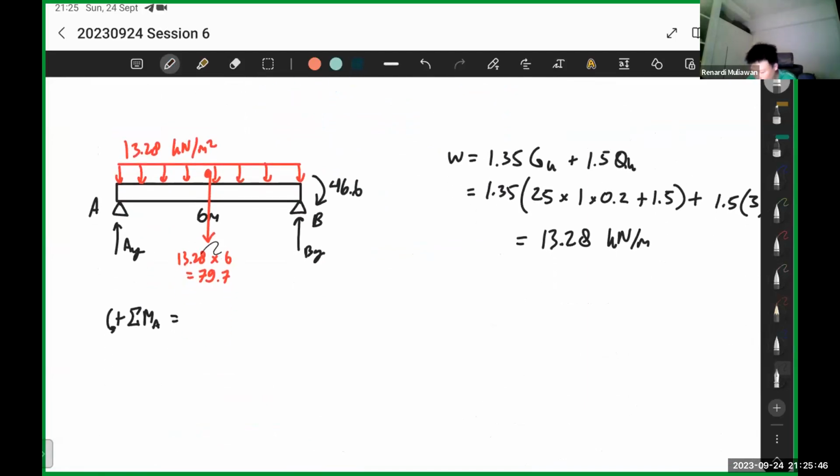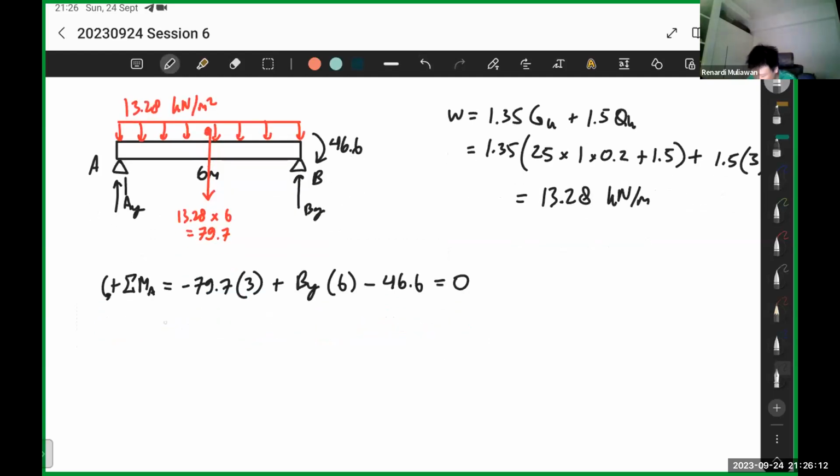Okay, so the moment at A, right, is 79.7. You multiply by 3 because it's half of 6, right? So you're taking this moment as negative value. Okay, then you have this moment, so plus Dy times 6. Then you have this couple moment, which is minus 46.6 equals to 0. Okay, so this is your MOM now, basically. So you just need to take moment. Then Dy is 79.7 plus 46.6 divided by 6. You get 47.6 kilonewtons.